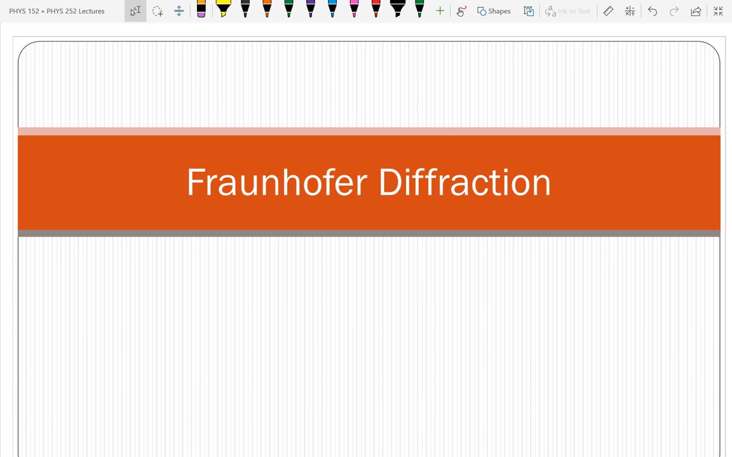Gentlemen, today we are going to talk about Fraunhofer diffraction. Now, what's Fraunhofer diffraction? There are two types of diffraction we talk about. First, we have to make sure we have the word diffraction squared away in our heads. Diffraction is light bending around obstructions.